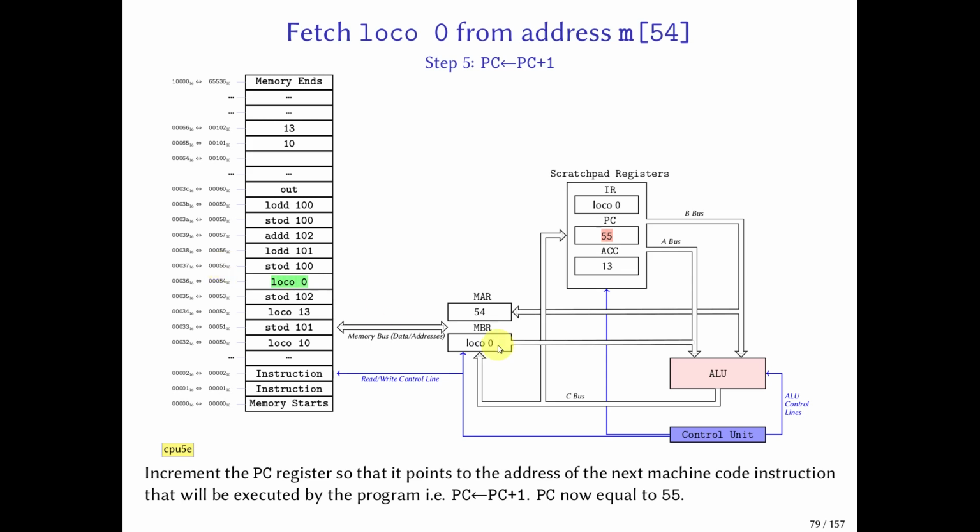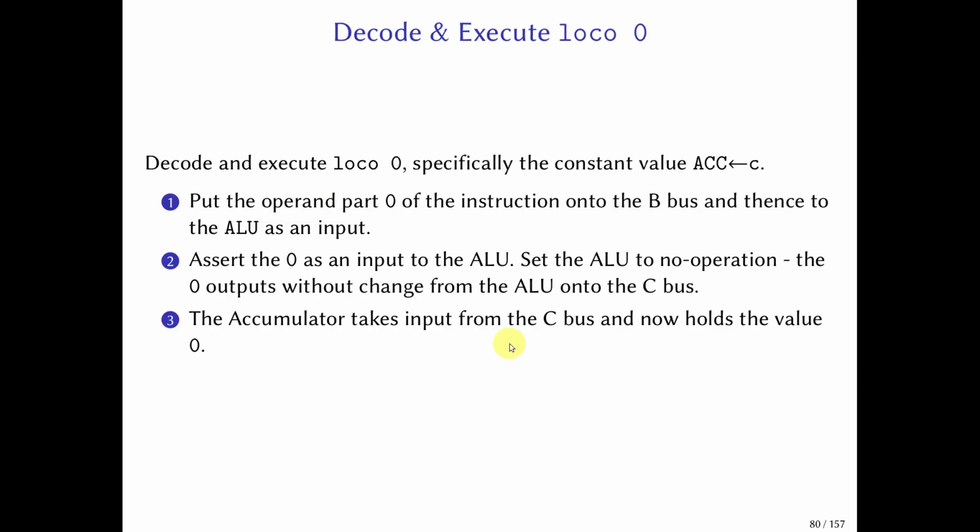So we've now fetched the instruction loco 0 into the CPU, and our next step is to decode it. So again, if we consult our table, you can see that loco is an abbreviation for load constant, and if you look at the actions column, you'll see that the effect of executing the machine code instruction loco is that whatever your constant value is gets copied into the accumulator. So we've seen this already twice before, and we can very, very quickly step through it.